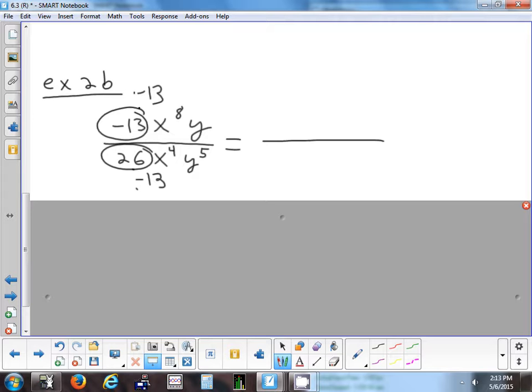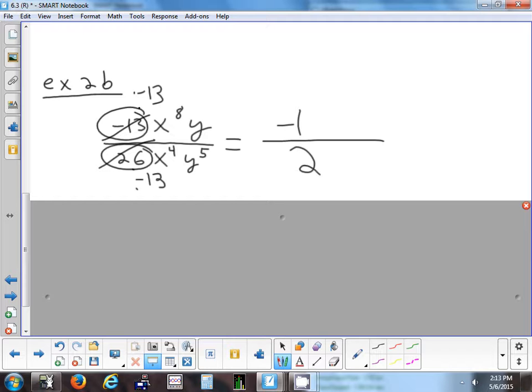Spencer, on the top, just for my constants, what am I left with? -13 divided by 13 is -1, right? On the bottom, 26 divided by 13. Anybody know? 2. Good, Shelby. I got 2 on the bottom. Excellent. Gone, gone. Don't have to worry about them anymore.